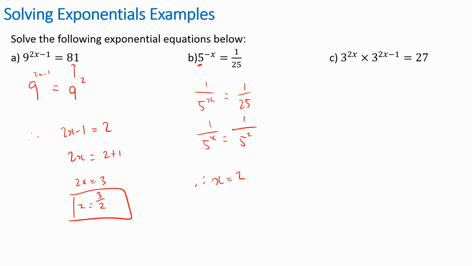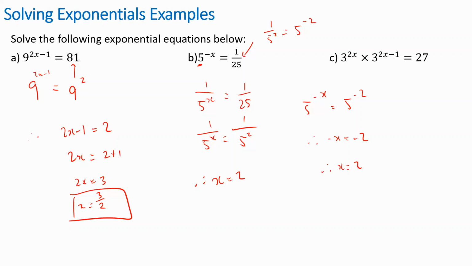Okay? Alternatively, you could have changed the 1 on 25 as 1 on 5 squared, which is the same thing as writing 5 to the negative 2. And that would have worked as well. So you would have had 5 to the negative x is equivalent to 5 to the negative 2. Therefore, negative x equals negative 2. Therefore, x equals 2. So they both work as well. But you can see the skill there is you're using all the exponential laws and you're trying to solve it by making them equal to each other.